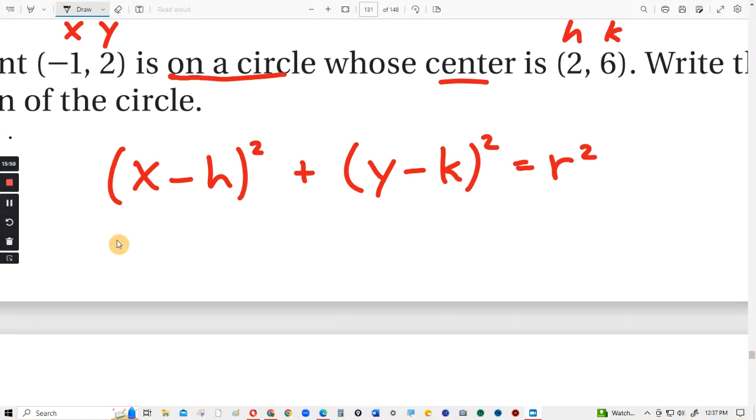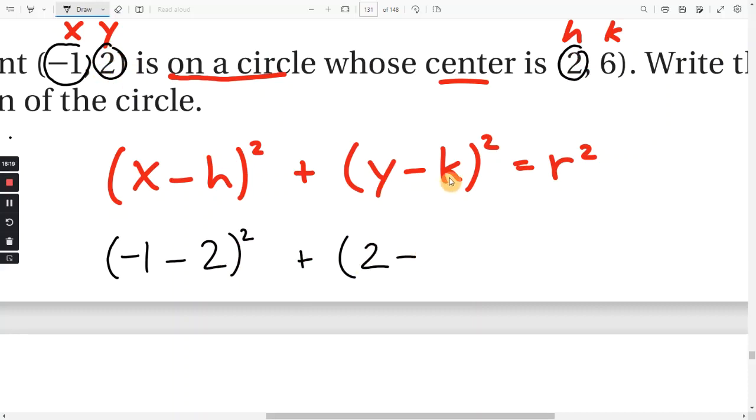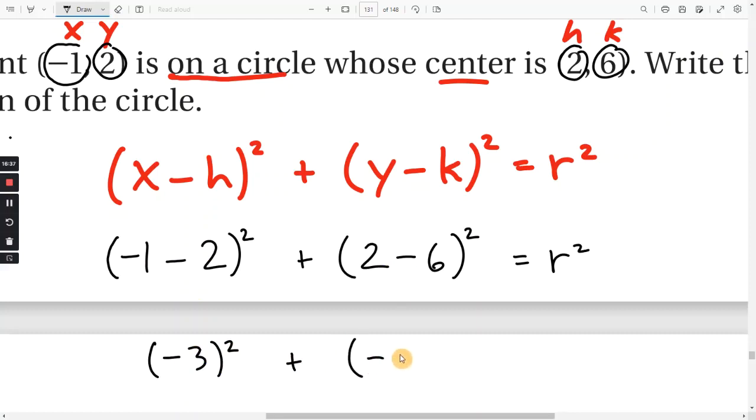Alright, so in place of x right here, we're going to use -1 minus h, which is positive 2, and that's squared. In place of y, positive 2 minus k, positive 6, squared equals r squared. -1 minus 2 is -3, still squared. 2 minus 6 is -4, still squared, and that equals r squared.